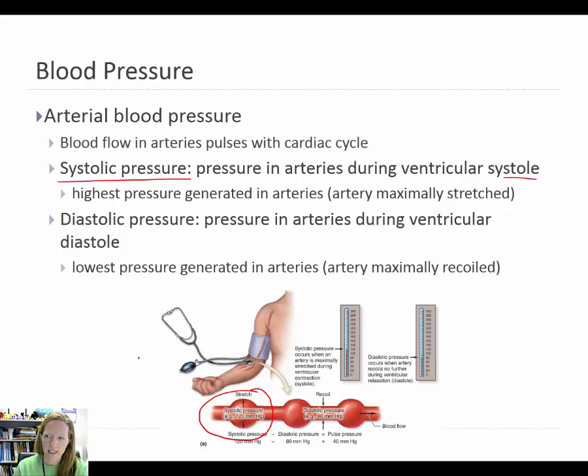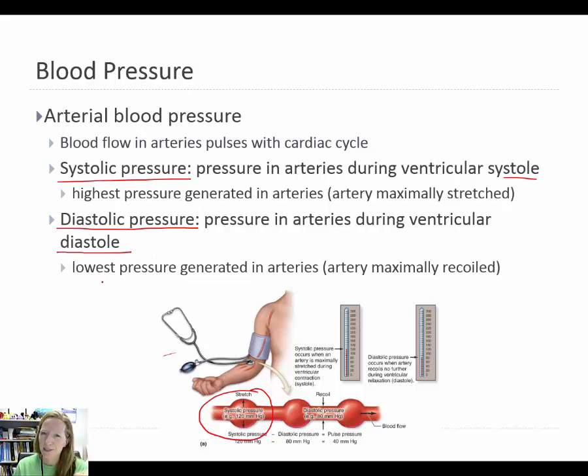So, of course, with the cardiac cycle, you had diastole as well. And that's where we get diastolic pressure. Diastolic pressure is going to be the pressure in the arteries during relaxation of the heart. So, again, don't get these two confused, although diastole in the heart is going to influence diastolic pressure in the arteries. So, these systolic and diastolic pressures occur in the arteries. Diastole and systole occur in the heart.